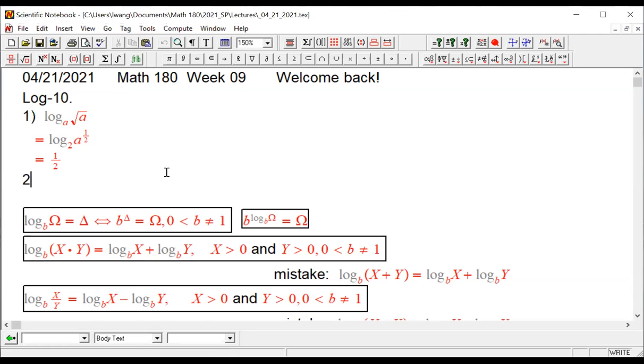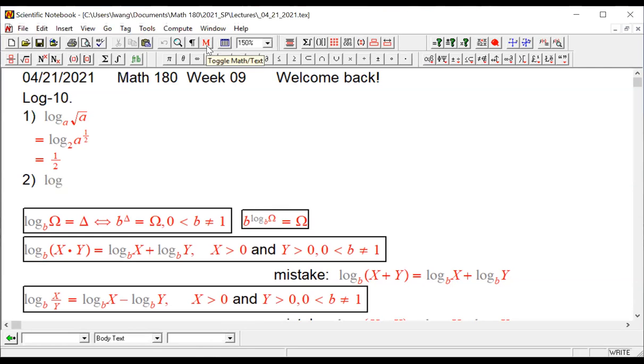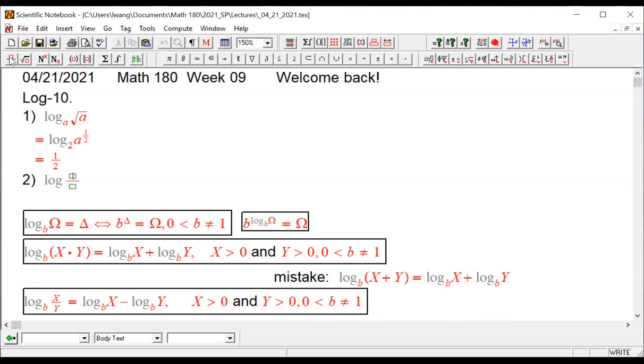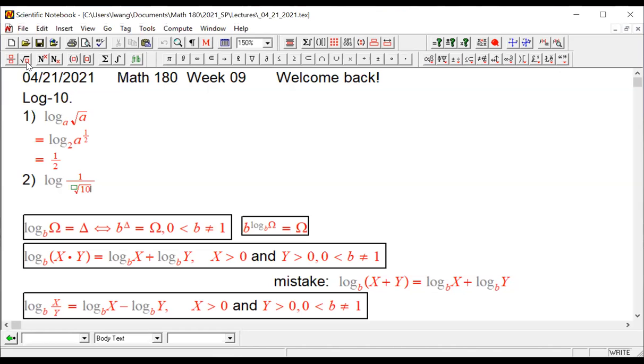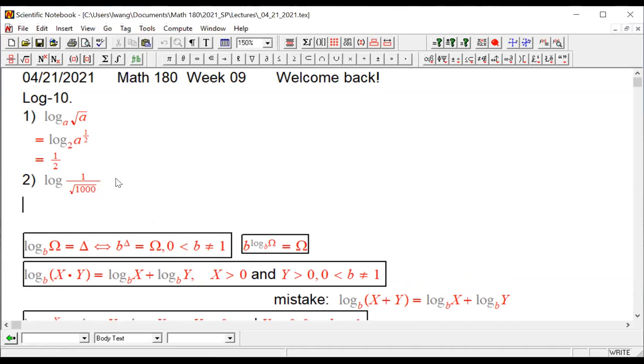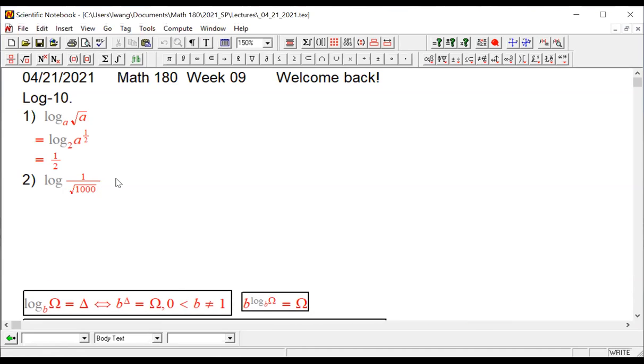Let's try number 2. How about you try number 2? It's log of 1 over the square root of 1,000. You have more than one way to do it. Oh, sorry, I made a mistake here. This should be an A.